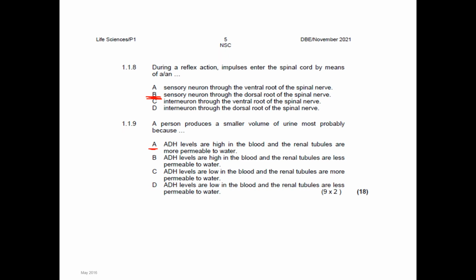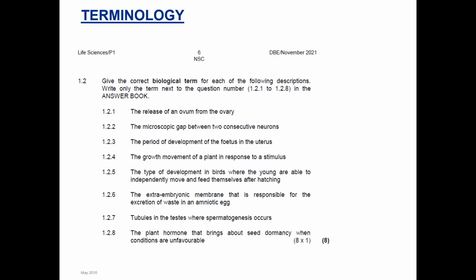Right. Let's get down to terminology. Give the correct biological term for each of the following descriptions. Write only the term next to the question numbers 1.2.1 to 1.2.8 in the answer booklet. 1.2.1. The release of an ovum from the ovary. Your answer here, obviously we know, is ovulation.